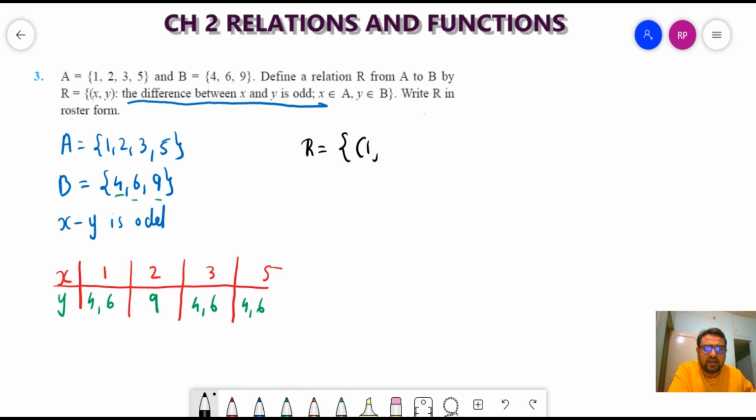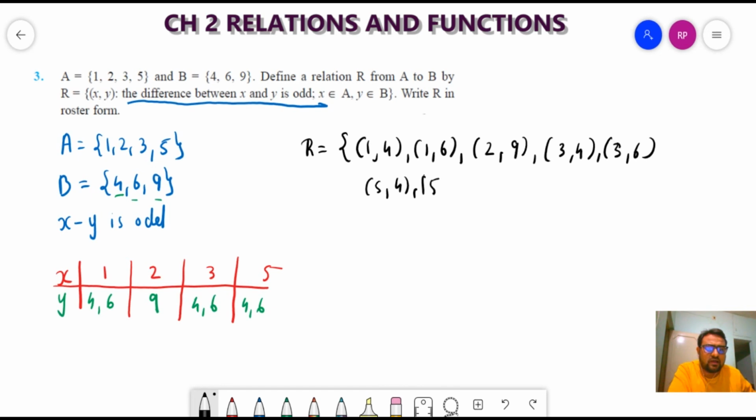When I take 1, I can have two values: (1, 4), (1, 6). When I take 2, the relation is only with 9. When I take 3, the relation is with 4 and 6. When I take 5, (5, 4), (5, 6). Okay, so this is the relation R in roster form such that the difference between X and Y is odd. Clear? So note down question number 3.